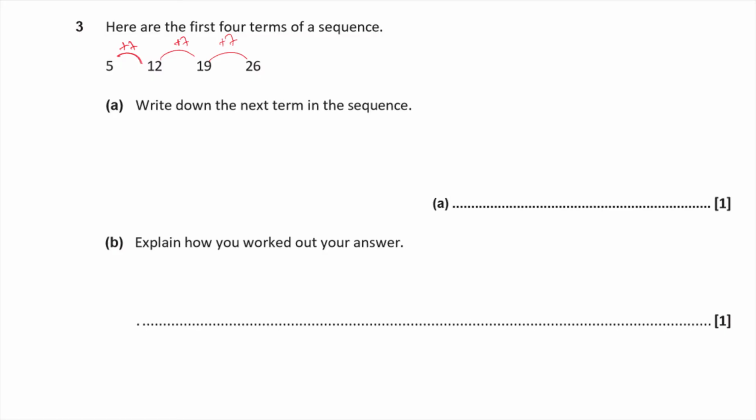So the next term is going to be plus 7 more than 26 then, isn't it? If you add on 7 to 26, you're going to get 33. So that's going to be my next term, 33. Explain how you worked out your answer. Common difference is 7. So 26 plus 7 is equal to 33.